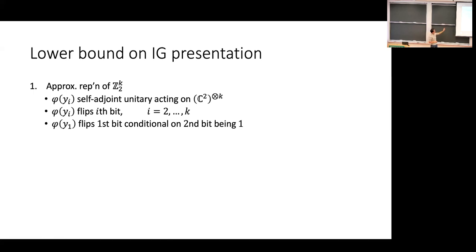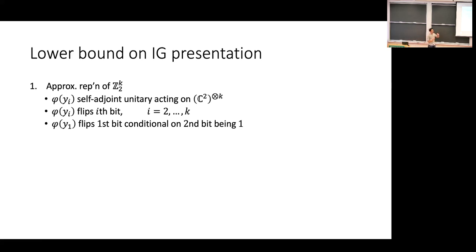And for y1, we're going to map it to something else. It's going to be a bit flip, but it's going to be conditional on the second bit being 1. So this unitary is going to look at the second bit, and if it's 0, it does nothing. And if it's 1, then it's going to flip the first bit. So this is an approximate representation.